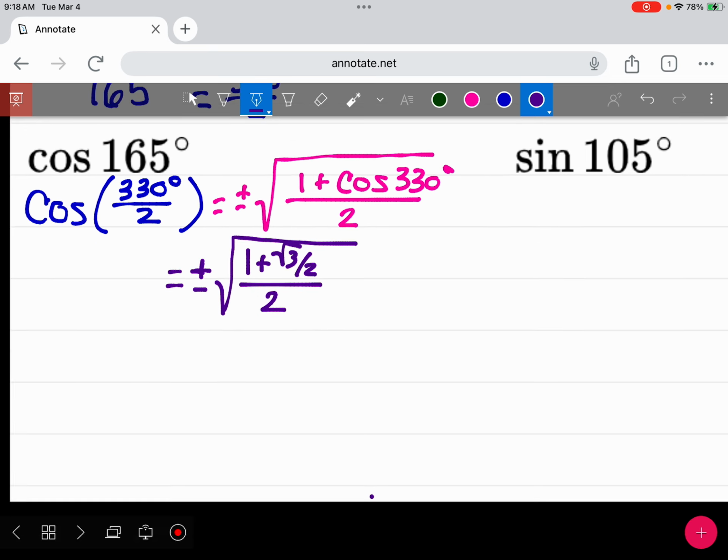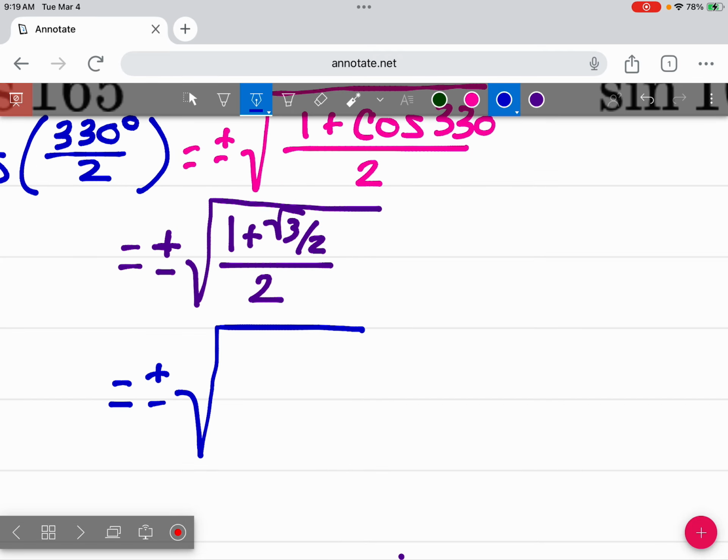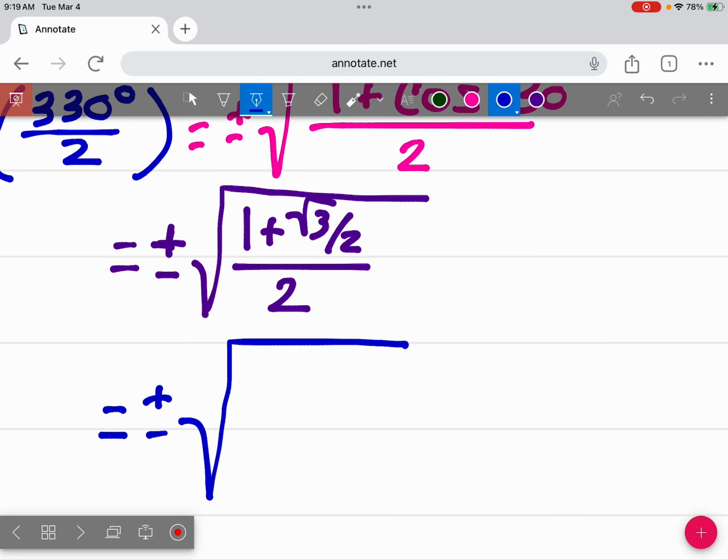Can we simplify that? Yes. Plus or minus. What can we simplify? Let's get the numerator into a common denominator first. So I can take my 1 plus root 3 over 2 and make this 2 plus root 3 all over 2, and then that's all over 2.